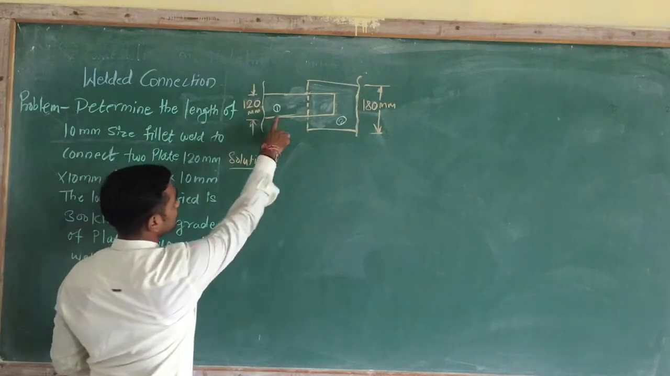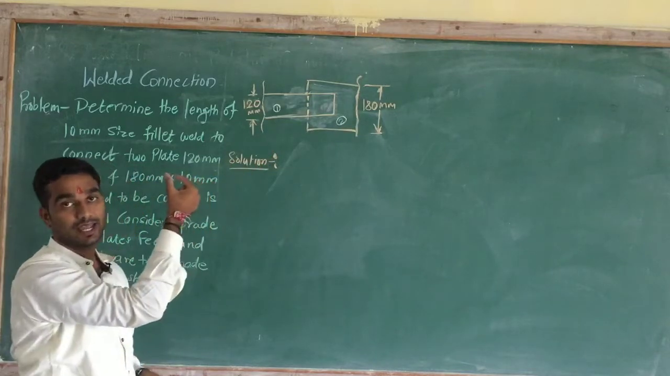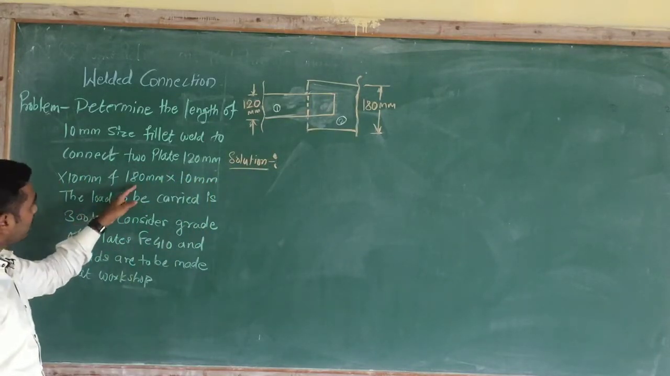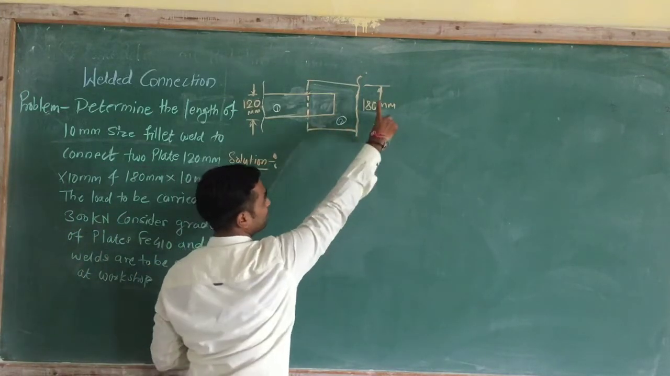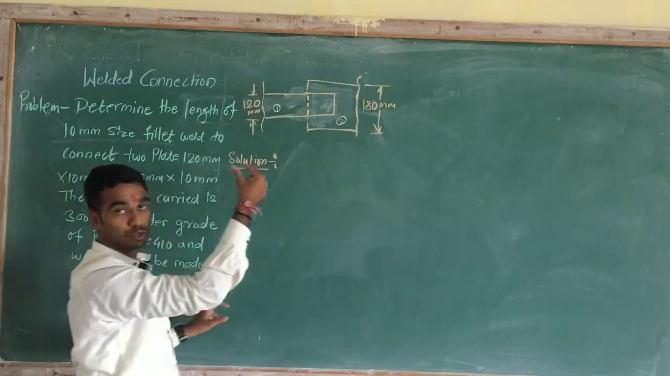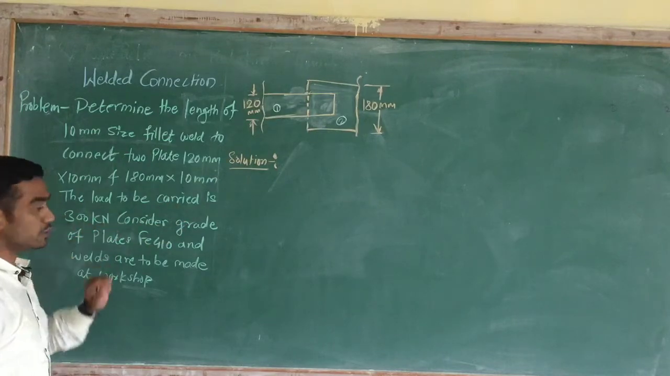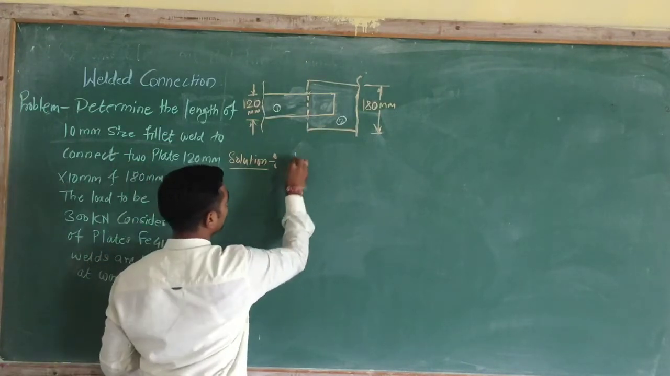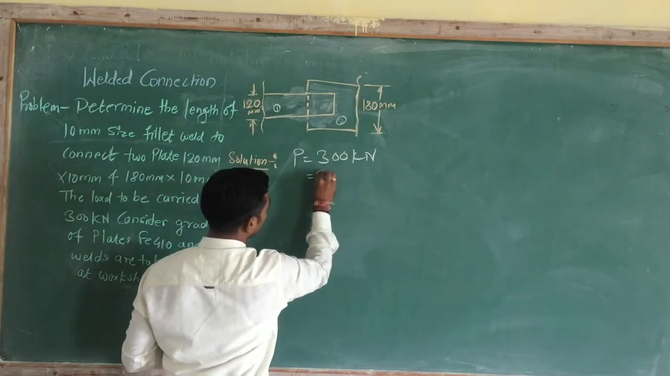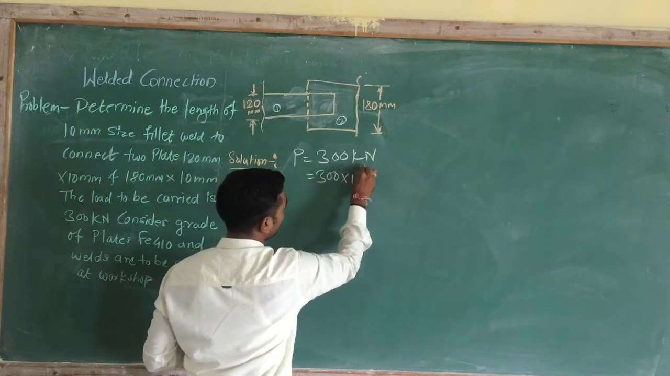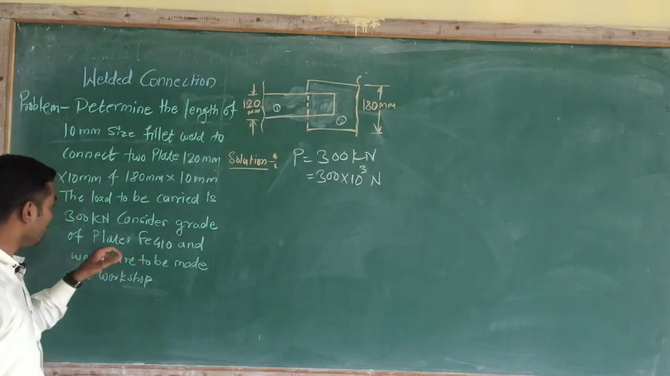Here you can see, this is the first plate having the width equal to 120 mm and the thickness of the plate is 10 mm. And 180 by 10 mm, this is another plate which we have to join. This is plate number 2 having the width 180 mm and thickness equal to 10 mm. The load to be carried is 300 kilonewton. Here the load is given, P is equal to 300 kilonewton, which is equal to 300 into 10 to the power 3 newtons.